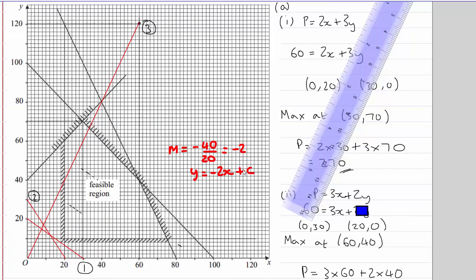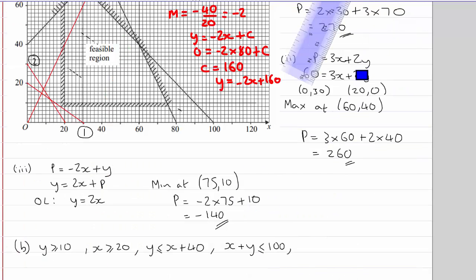If we sub in a point on the line, we can find the value of c. So we know 80, 0 is on the line. So 0 equals minus 2 lots of 80 plus c, giving us c equals 160. So this line is y equals minus 2x plus 160, which we can write in the form that we often see for linear programming as y plus 2x equals 160, and we want below the line, so y plus 2x must be less than or equal to 160. And there are our 5 lines.